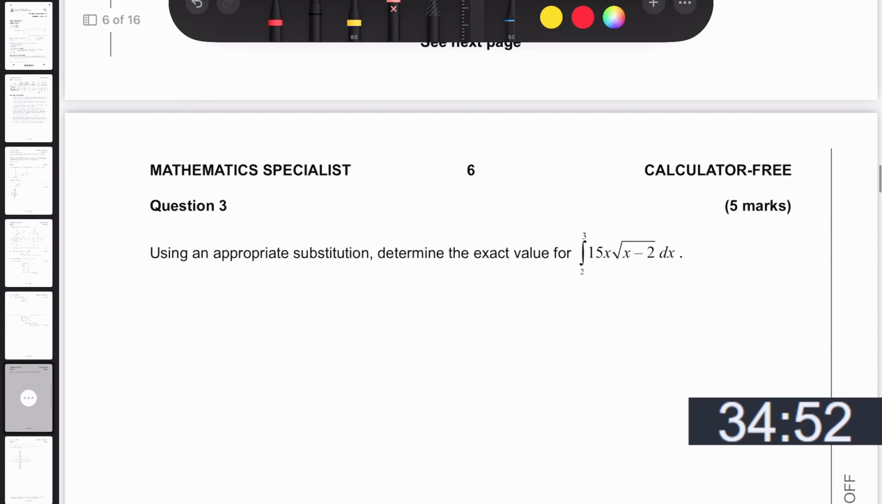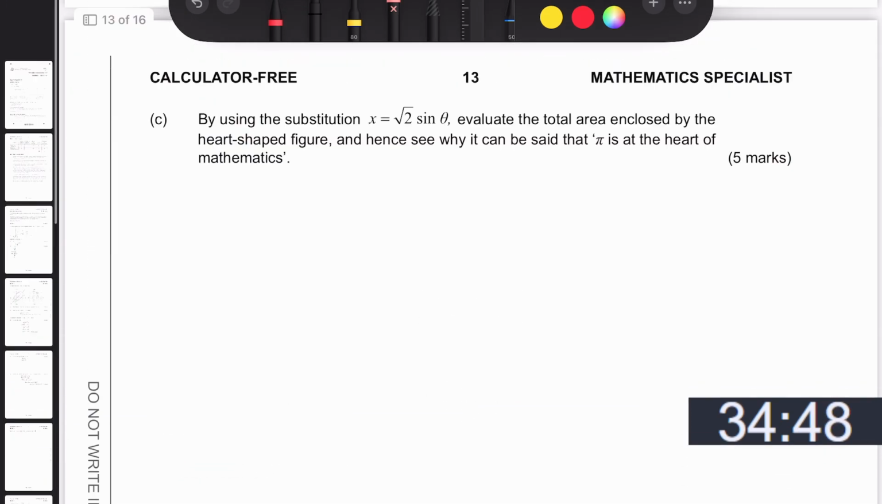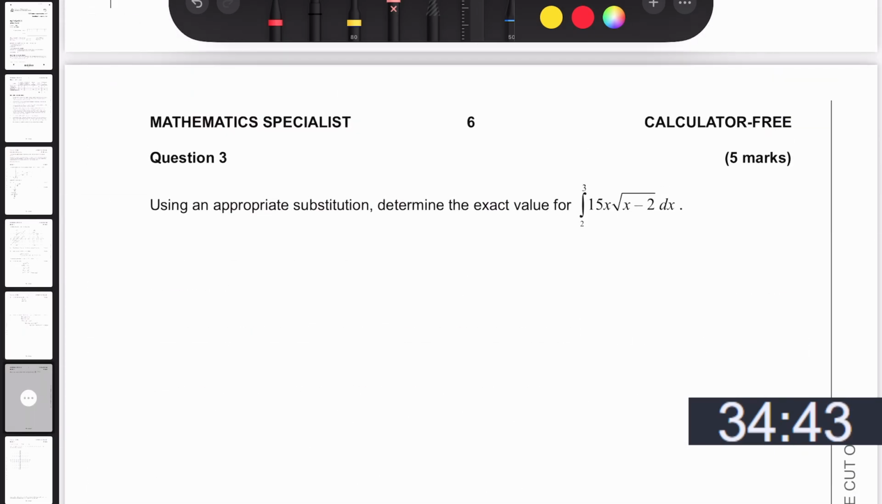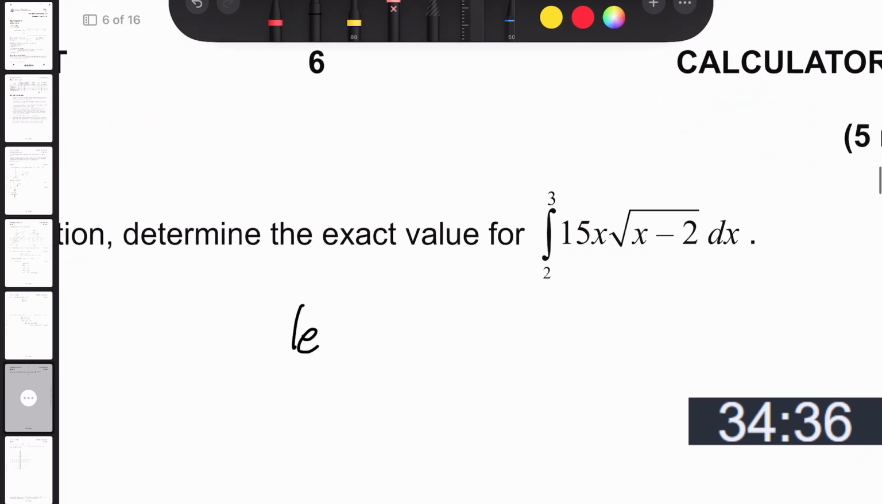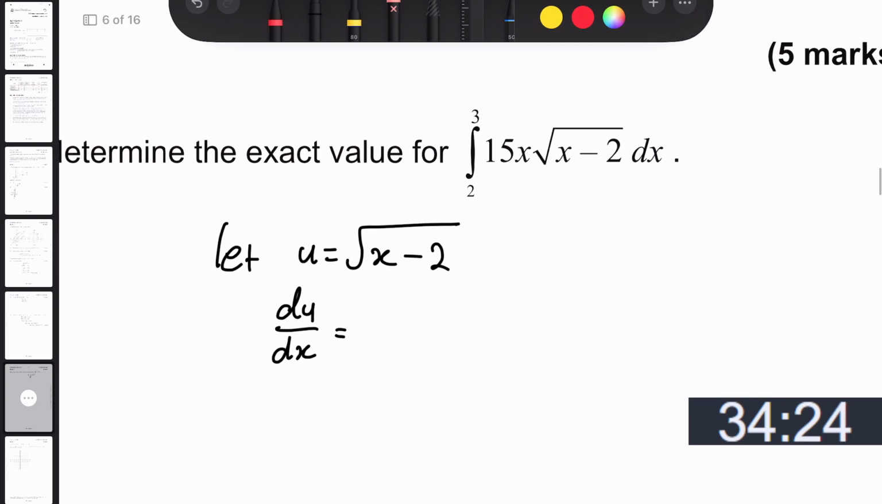Yep. Let's just continue. How many questions are there? Okay, there's quite a few. It's 13 pages to go. Using the appropriate substitution, determine the exact value for 15x. Let's say that let u equal, let's say, square root of x minus 2. And du dx is going to equal 1 on 2 square root of x minus 2.